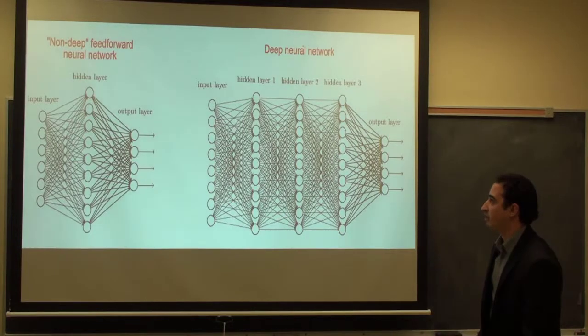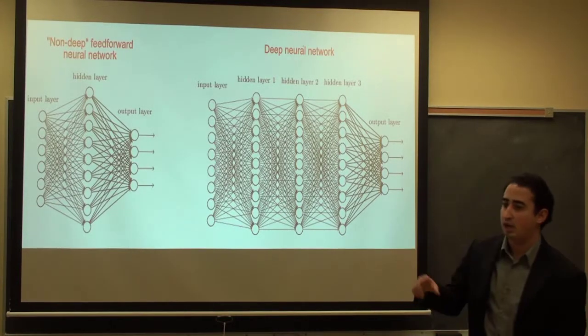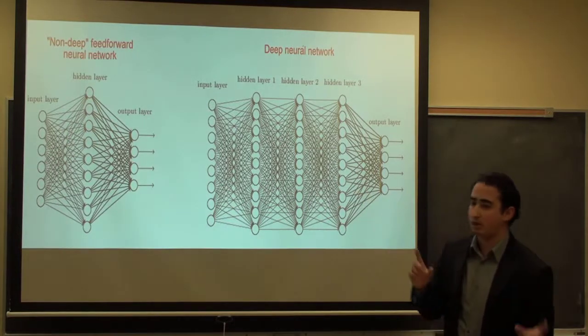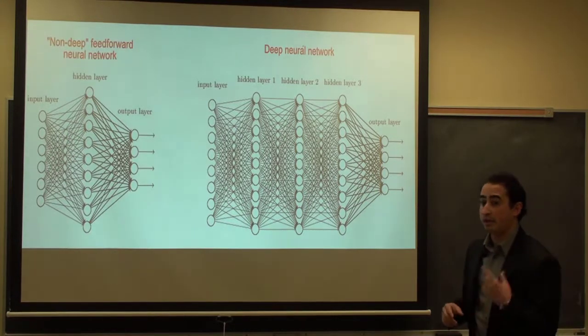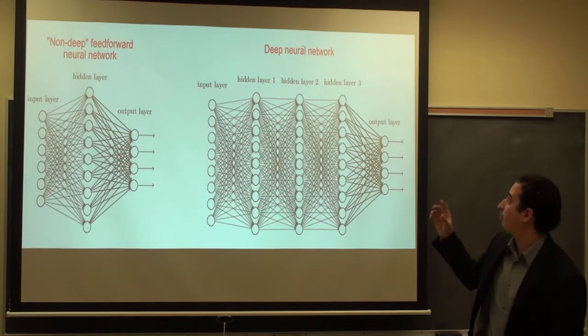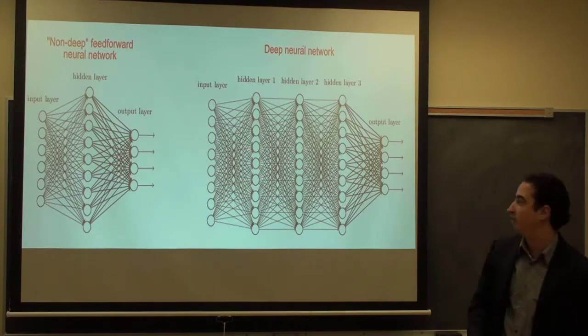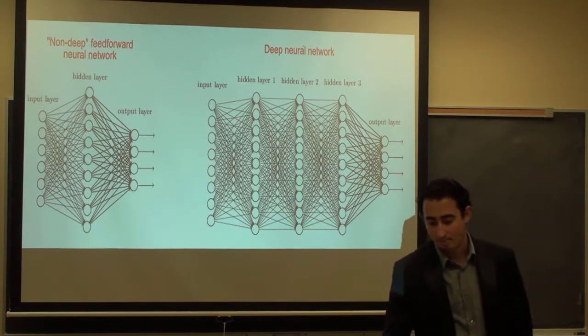Let's see what is the difference between a non-deep feed-forward neural network and a deep one. The non-deep one only has one hidden layer. It can also have none. It can only have inputs and output. But a deep neural network has inputs, then more hidden layers, then an output layer.